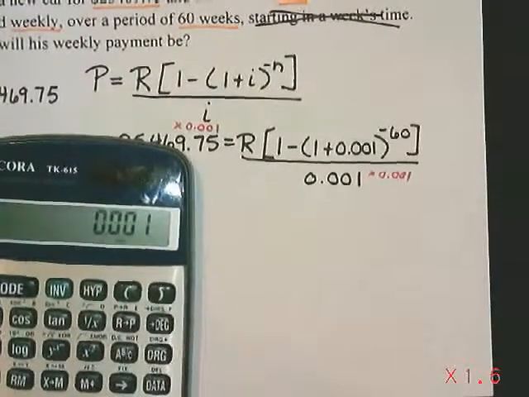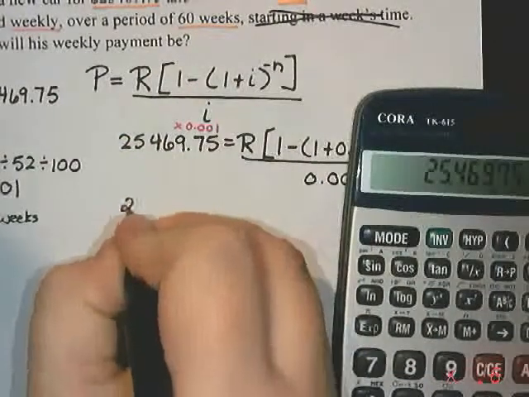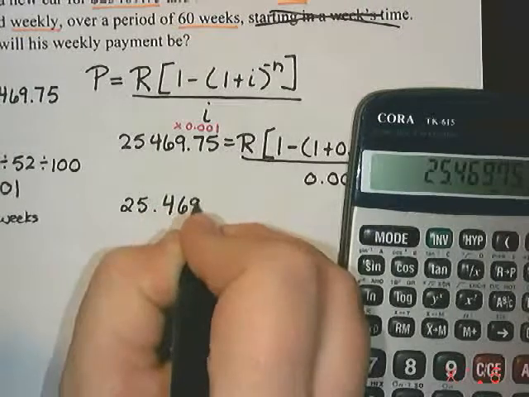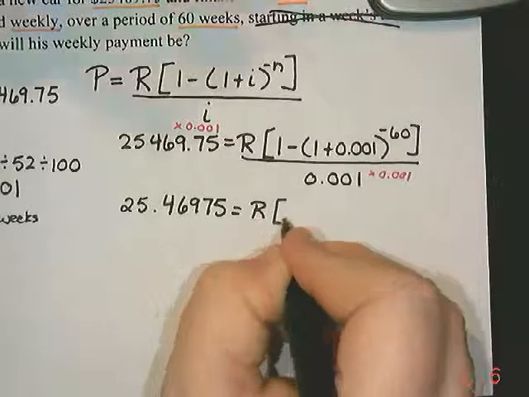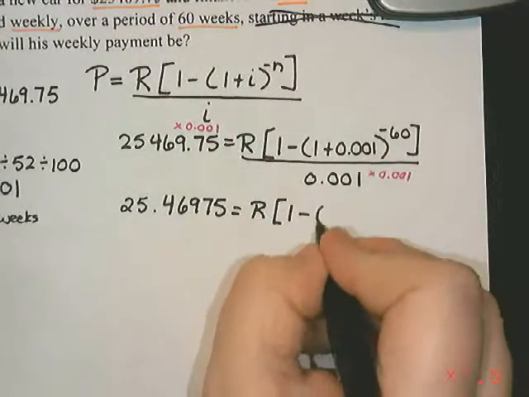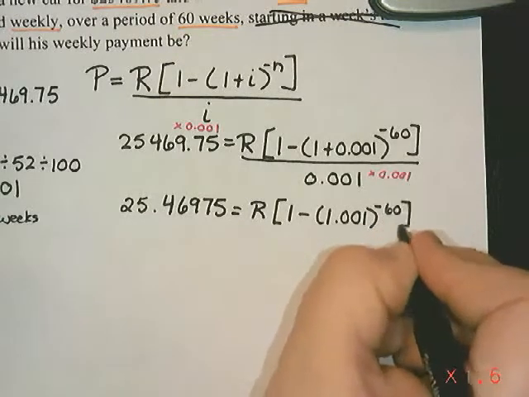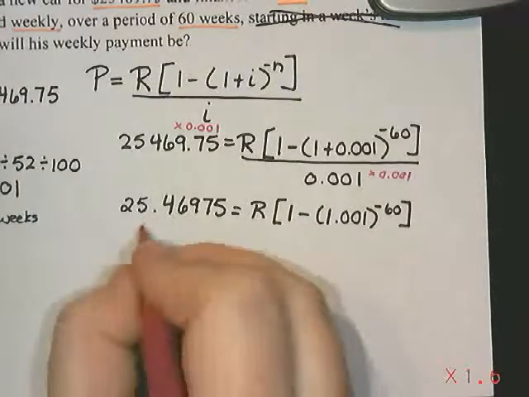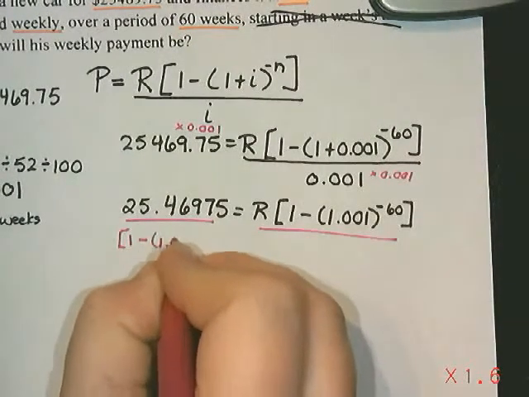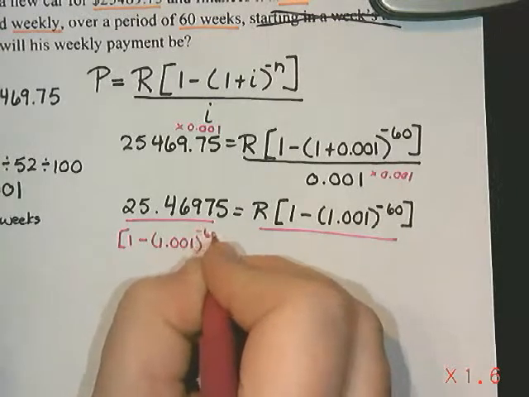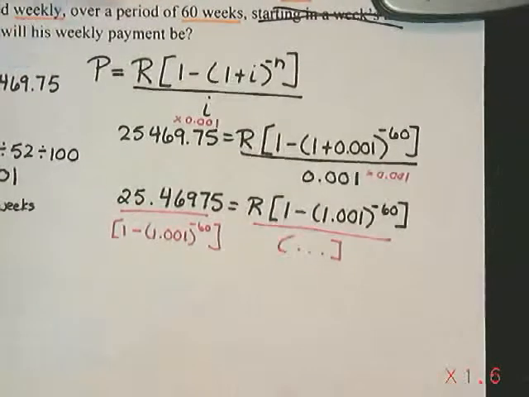times 0.001, should just move my decimal place over, so I get 25.46975. That's going to equal R times 1 minus, I'm going to put these two together, 1.001 to the negative 60, don't lose that negative. And then I'm going to divide both sides by that bracket. Got a little lazy there and didn't actually write it all out.